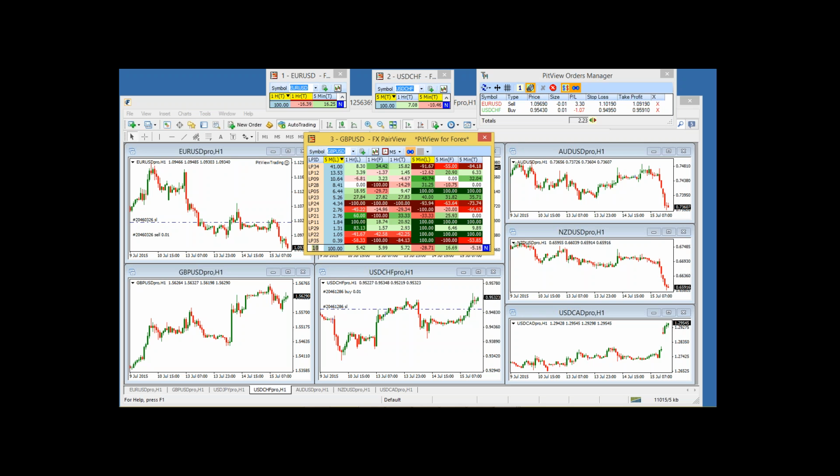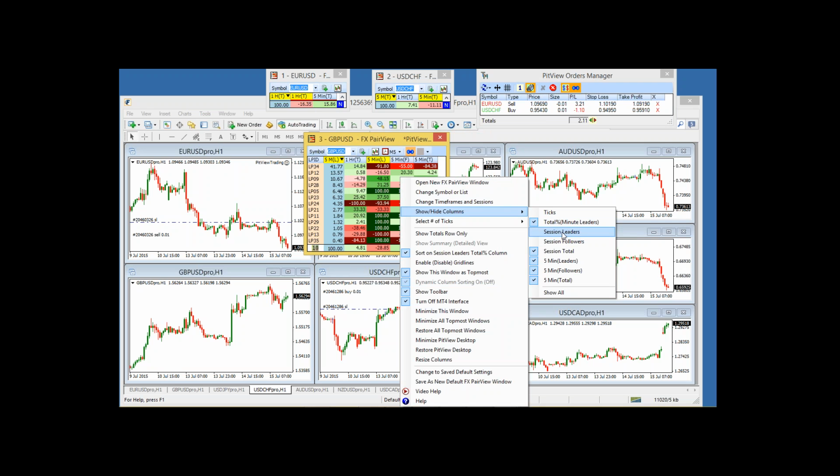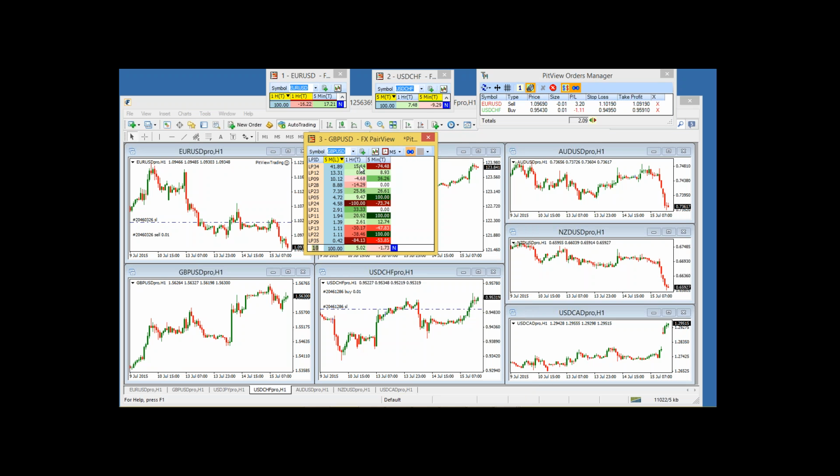And I almost skipped over this, so thanks for reminding me of how I get them set up like this up in here, because it looks a little bit more simple than when you're looking at all these different numbers. What I do is, if I right click anywhere on the pound dollar in this case, I go to show and hide columns. I don't want to look at the session leaders. These are your hourly charts or the followers, and I don't want to look at the 5-minute leaders or followers. All I have checked here is session total and 5-minute total. That's the only thing I have checked.